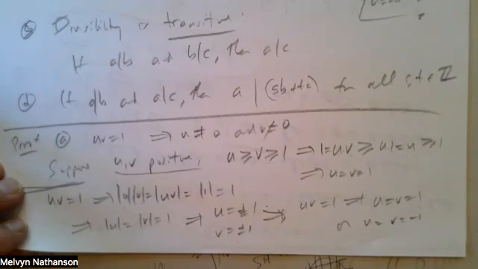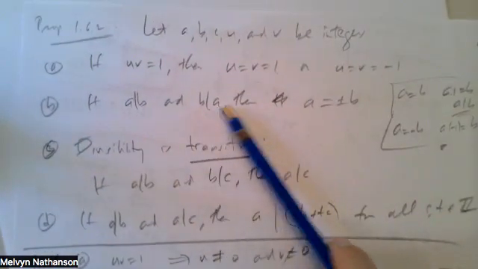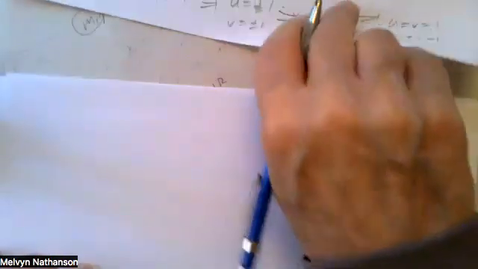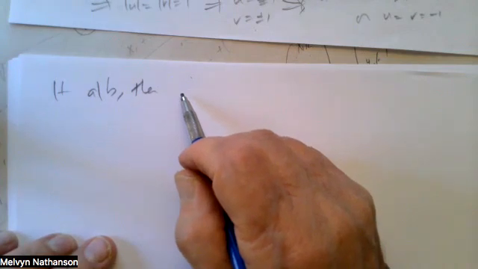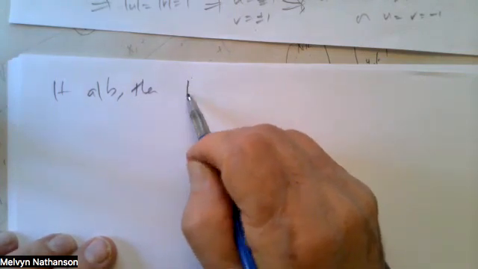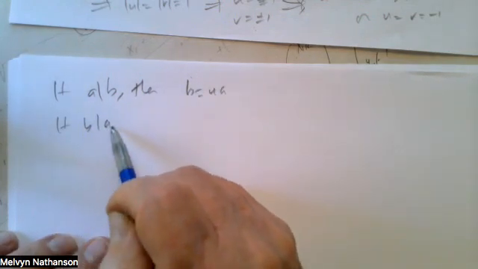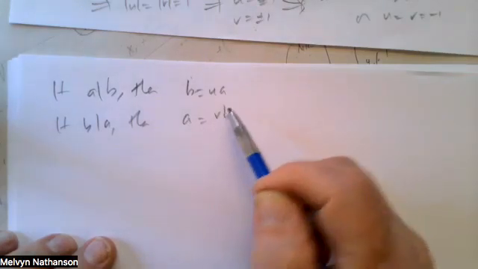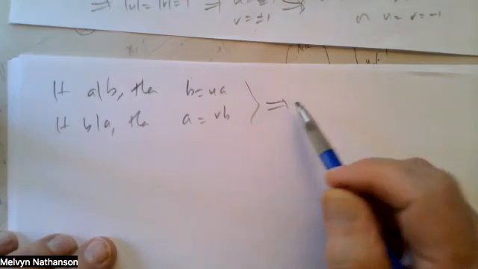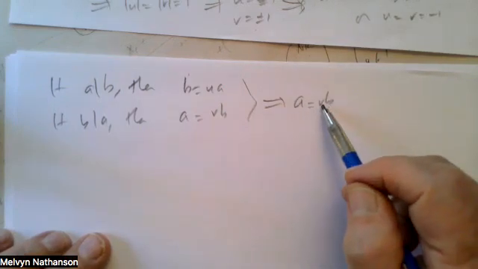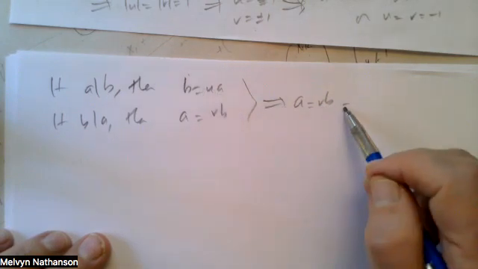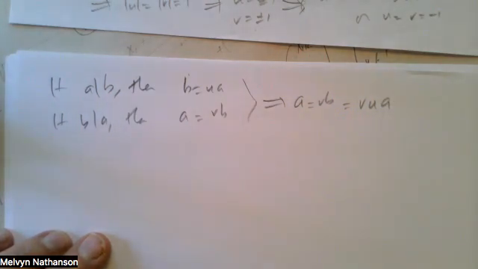All right. What's the second statement we have to prove? If A divides B and B divides A, then A is plus or minus B. So let's see. If A divides B, that means B is A times some number. B is U times A. And if B divides A, then A is some multiple of B. And if you put these two together, what does this say? This says that A equals V times B, but B is U times A.